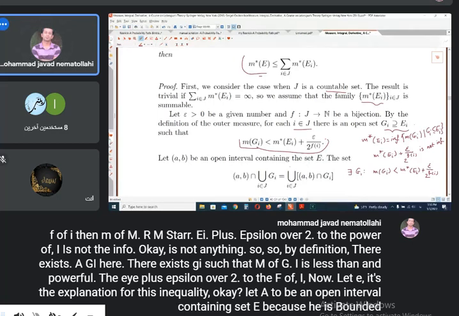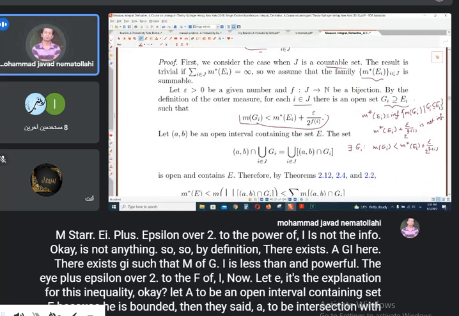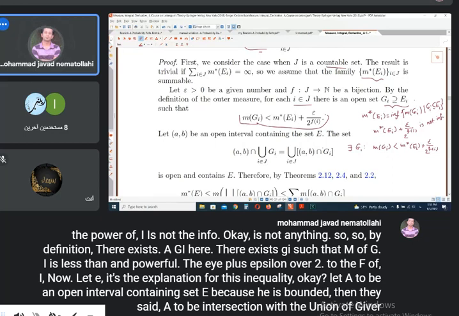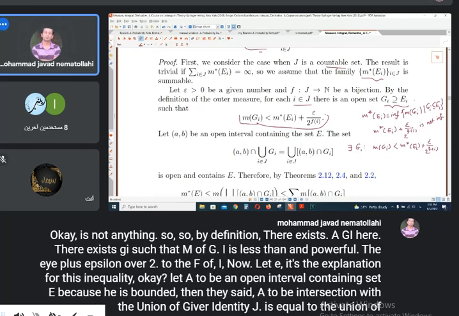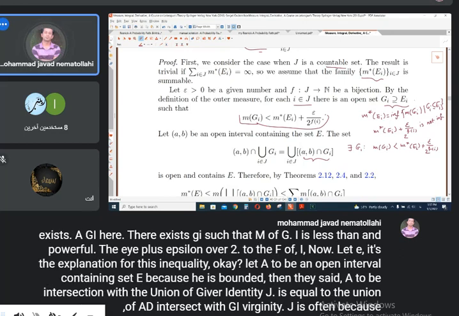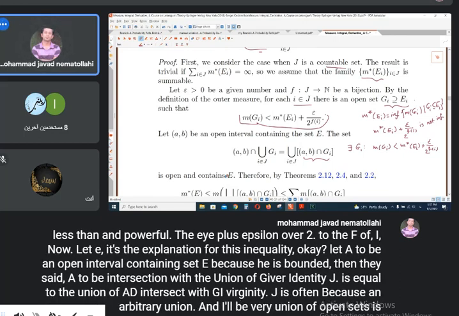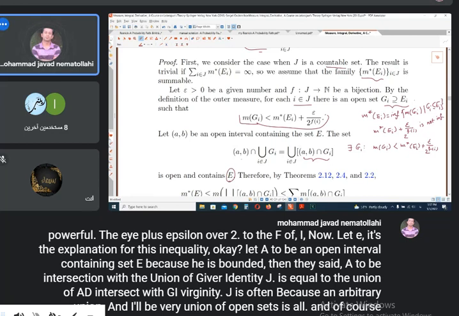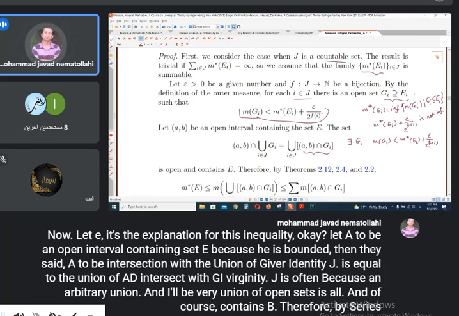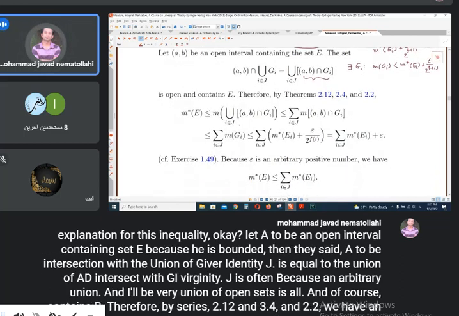Let (a, b) be an open interval containing the set E, because E is bounded. Then the set (a, b) intersect with the union of G_i, where i belongs to J, is equal to the union of (a, b) intersect G_i, where i belongs to J, is open, because an arbitrary union of open sets is open, and of course contains E.